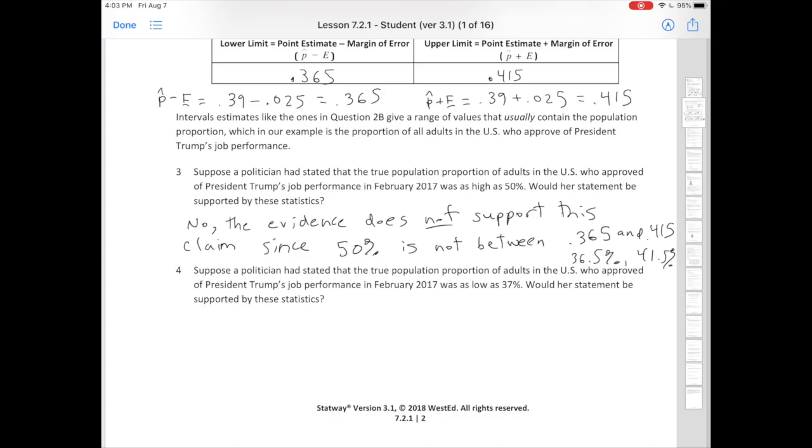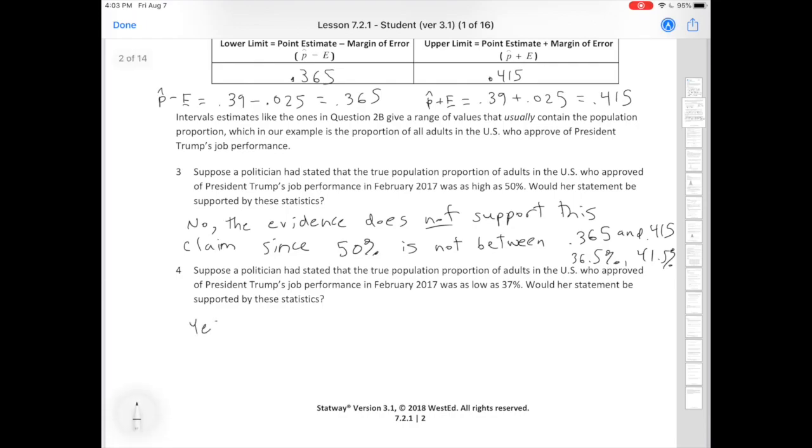Suppose a politician had stated that the true population proportion of adults in the U.S. who approved of President Trump's job performance in February 2017 was as low as 37%. Would her statement be supported by these statistics? So let's see, is 37% between the two numbers? The answer is yes, right? Because it's a little bit bigger than 0.365.